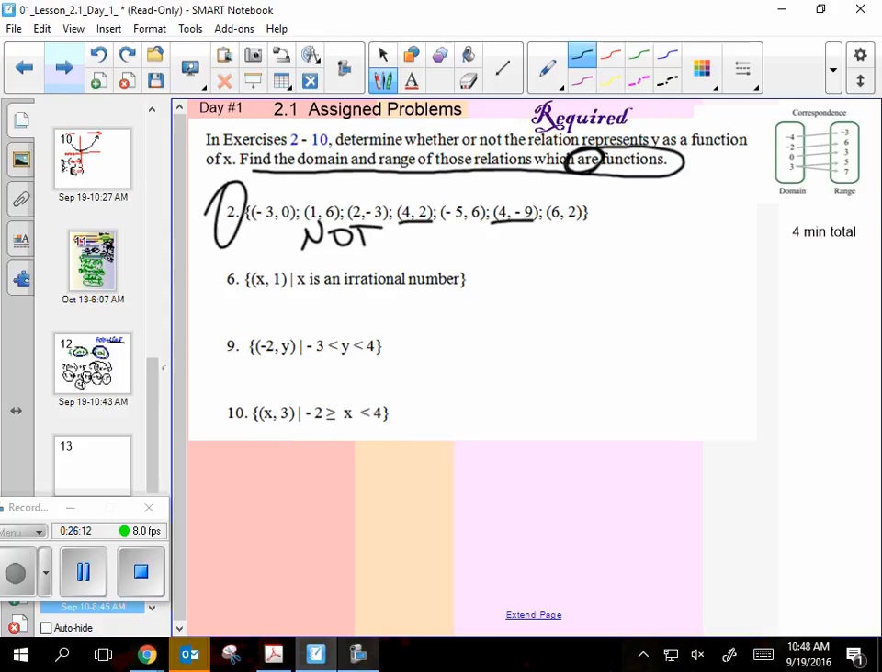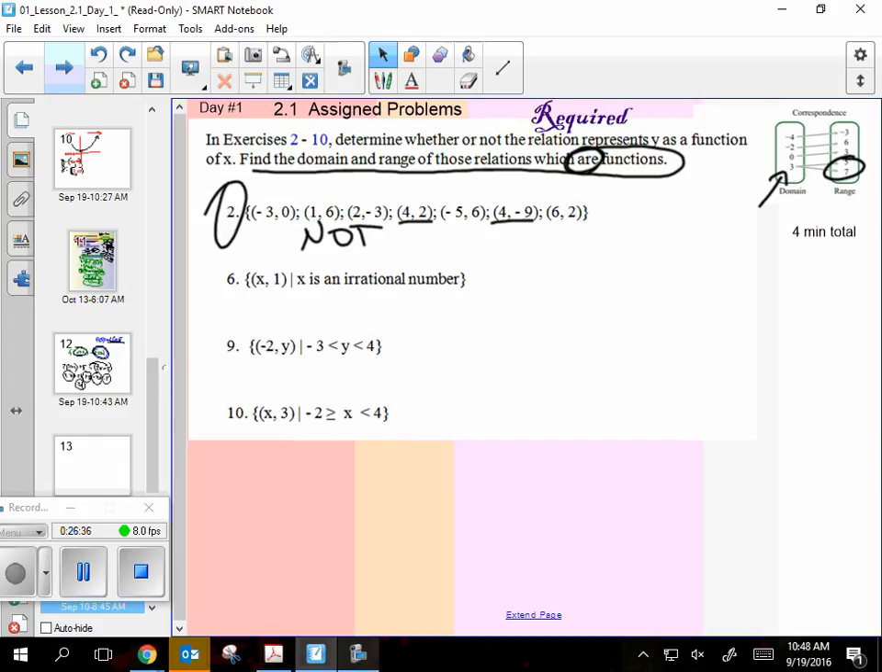Why is this not a function? Okay, because one input, 3, has 2 different outputs, 5 and 7. One input has 2 outputs. And that's that very beginning of the lesson I read you that sentence. Does any one input have more than one output? That's the sentence you got to keep going back to.